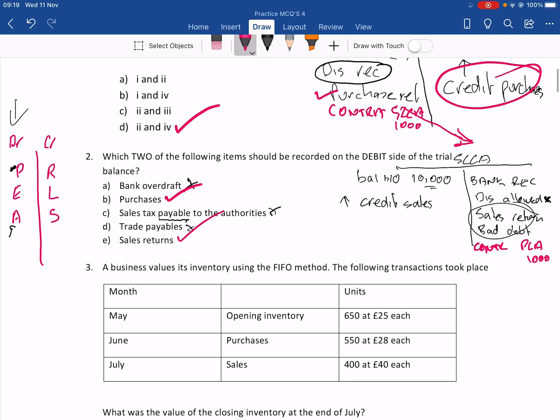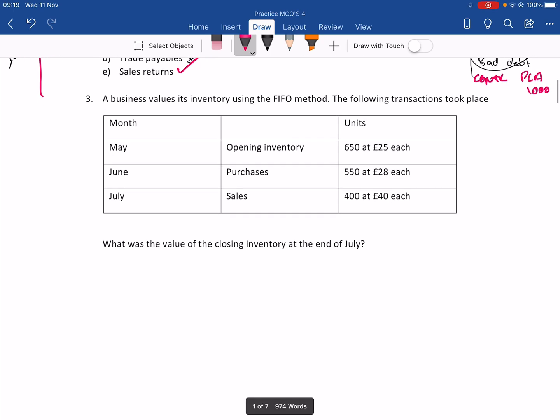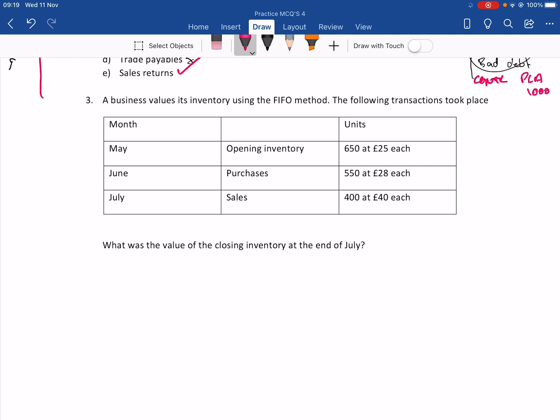For the next one, which again we've done a few times, I've done some bigger numbers this time. So this is a business uses an inventory using first in, first out, and it said the following transactions took place. Okay, so again, as we always do. So in May, we've got opening inventory where we've got 650 units at £25 each. So we go 650 units times 25.